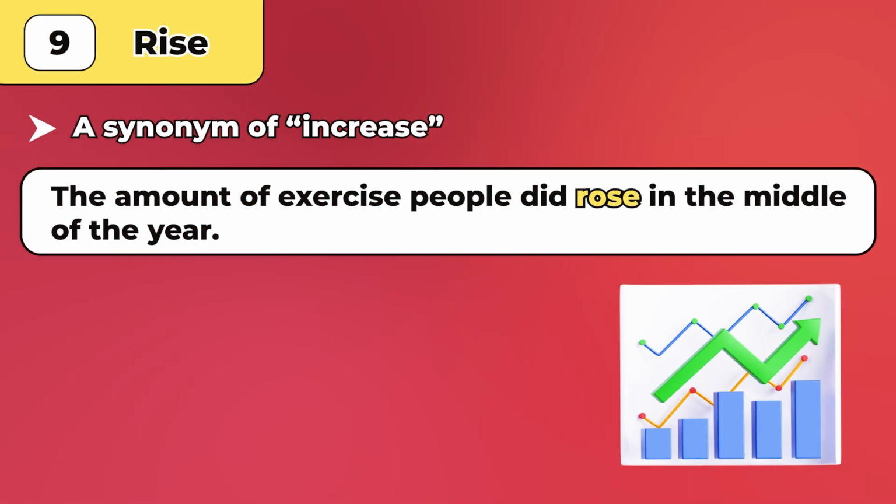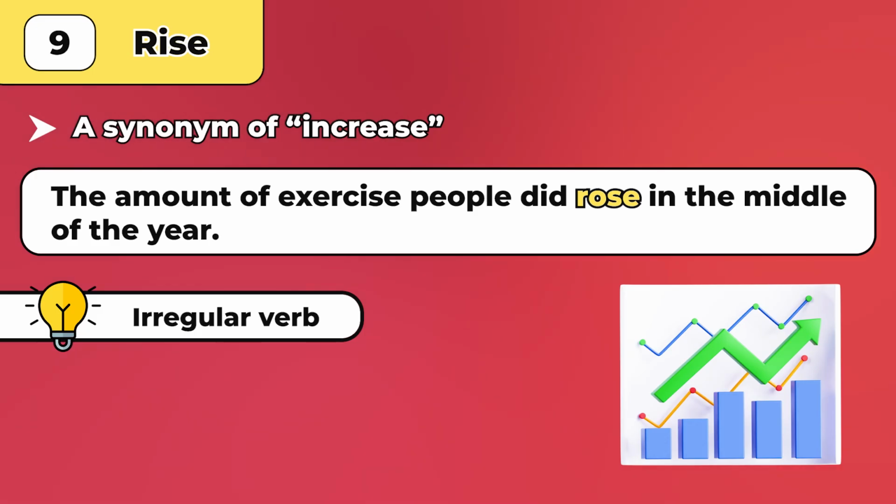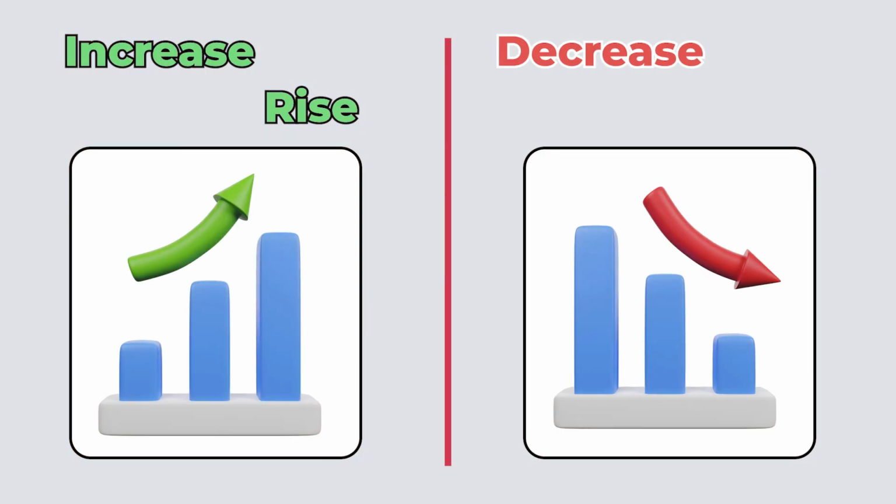The word rise is a synonym of increase. It is useful to know words that have the same meaning, so you don't repeat the same words many times. Let's use it in an example. The amount of exercise people did rose in the middle of the year. Notice that rise is an irregular verb. Rise, rose, risen.